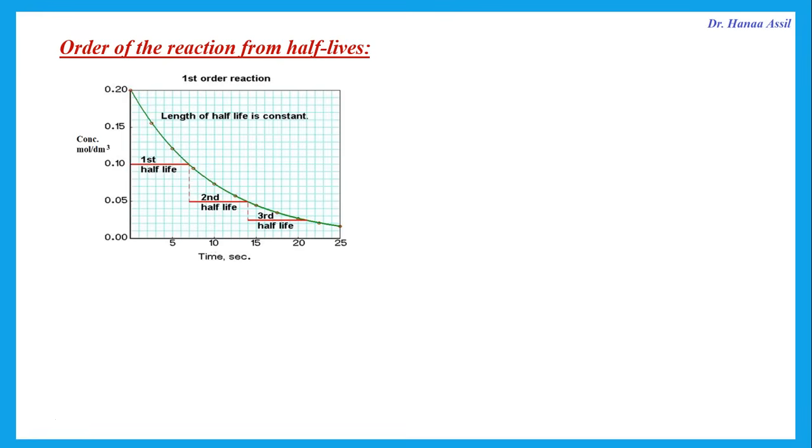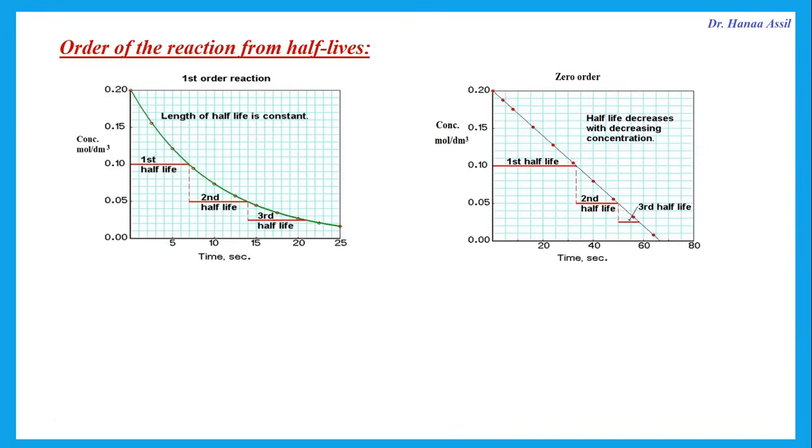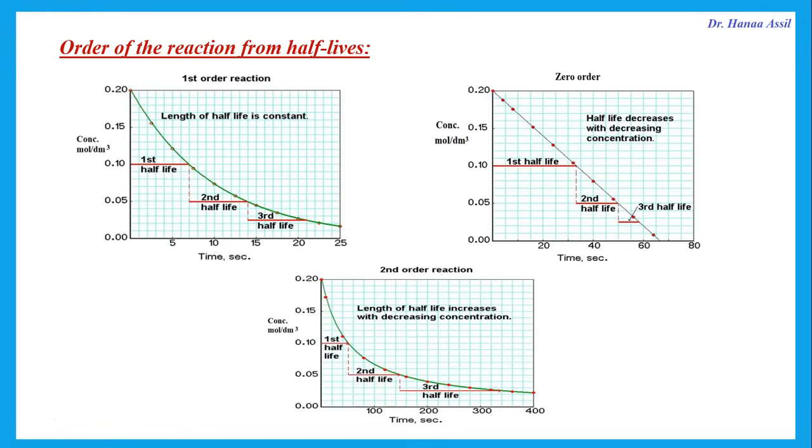The order of the reaction can also be obtained from the half-lives. So if we have concentration versus time, and we're measuring the time taken for the concentration to become half of what it was, if the half-lives are constant, it's first order. If the half-lives decrease, then it is 0 order. If the half-lives increase, then it is second order.